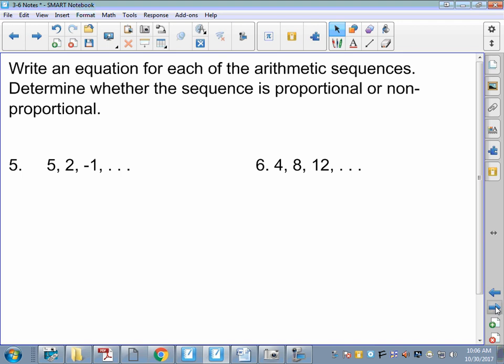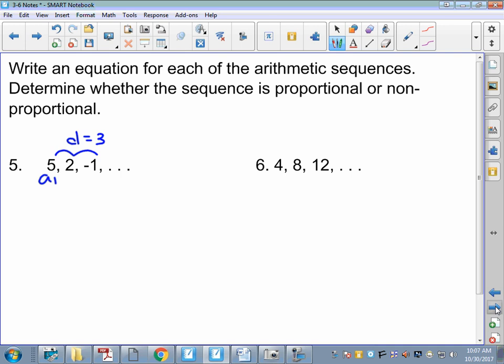Arithmetic sequences. Since arithmetic sequences graph lines, some of them will be proportional and others will be non-proportional. So we just have to see whether it would go through the 0, 0 or not. So they're telling us these are arithmetic sequences. If you notice here, my numbers are decreasing at a constant rate of 3. So my d value is 3. This is my a sub 1.